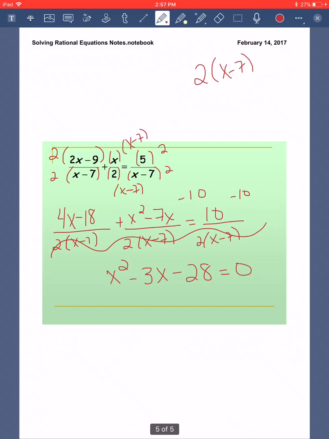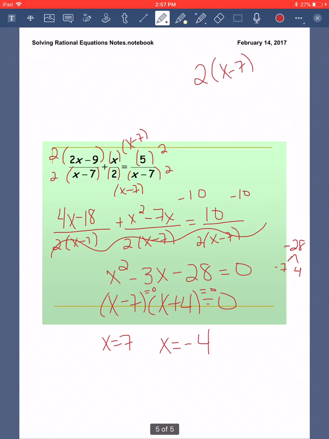And I'm going to see if I can factor since it's quadratic. So factors of negative 28 that add up to negative 3 are negative 7 and positive 4. So x minus 7, x plus 4 equals 0. Now to go from my factors to my solutions, I'll set each factor equal to 0 and solve, which means x equals 7 and x equals negative 4.